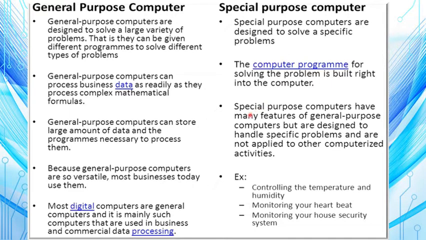The special purpose computers have mainly features of general purpose computer but are designed to handle a specific problem and are not applied to other computerized activities. Examples like controlling the temperature and humidity, monitoring the heart rate, monitoring your house security system, etc. are the examples of a special purpose computer.